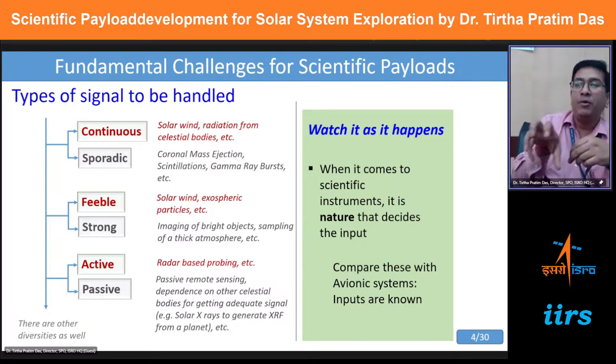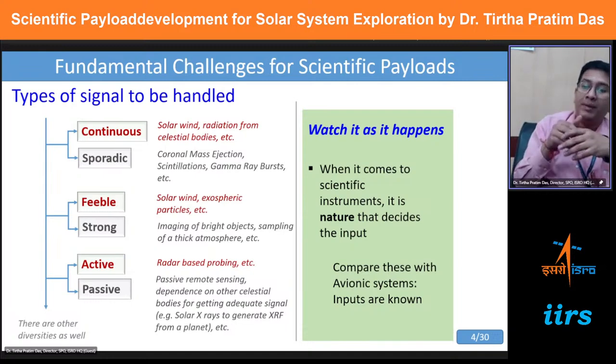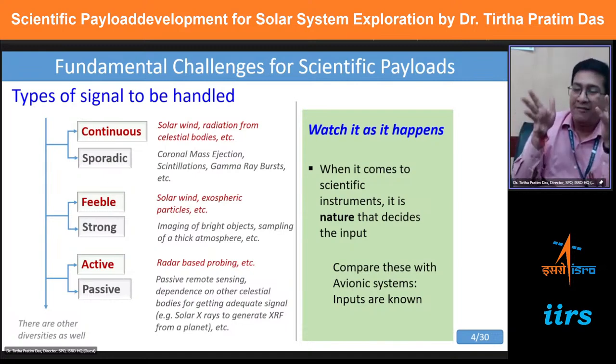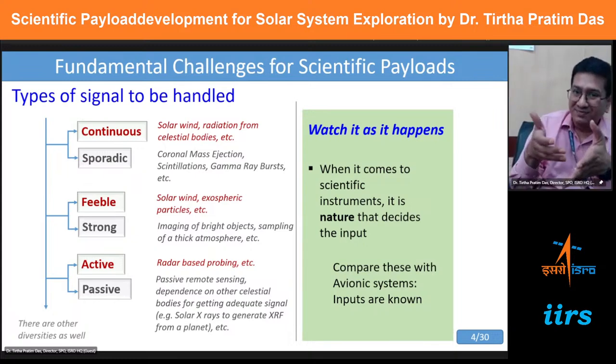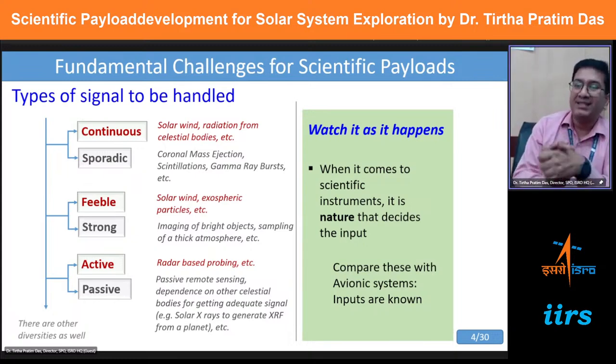There could be another type of measurement, passive measurement, wherein you are not sending anything, but whatever is coming to the instrument, you are making a measurement of it. A typical easy example is your camera. If you have a camera on board a satellite, it is measuring the light which is coming from the surface. There are many such examples.